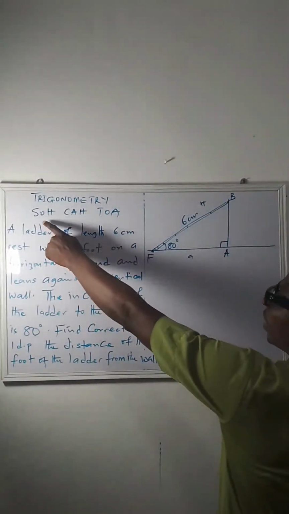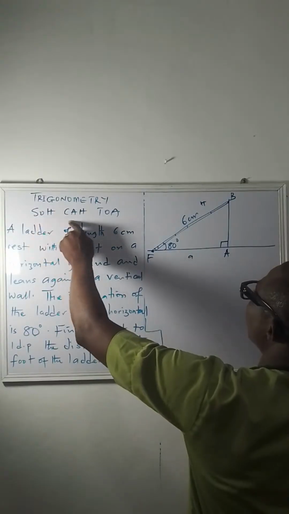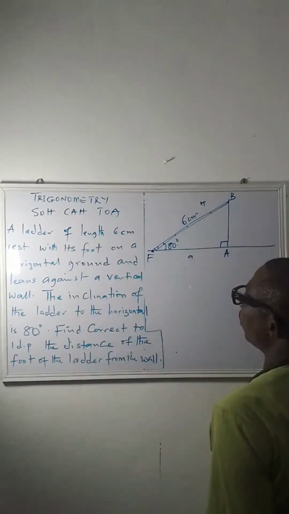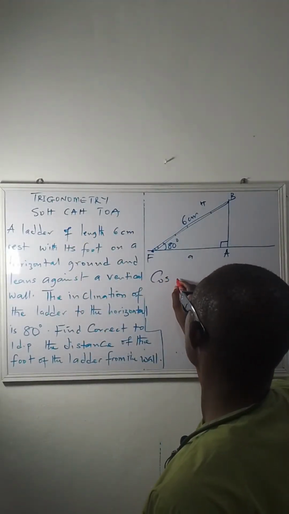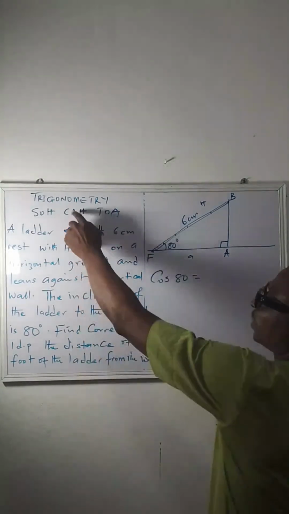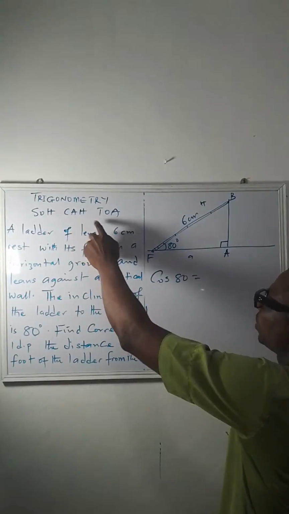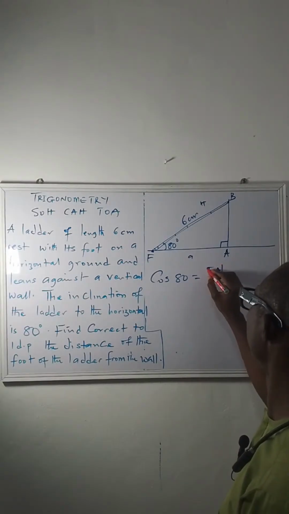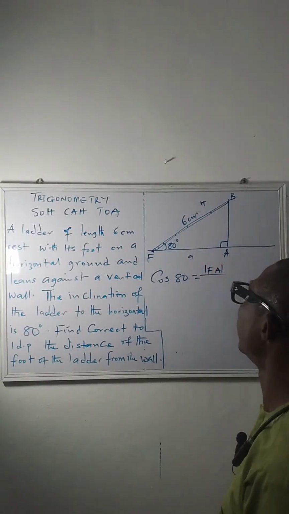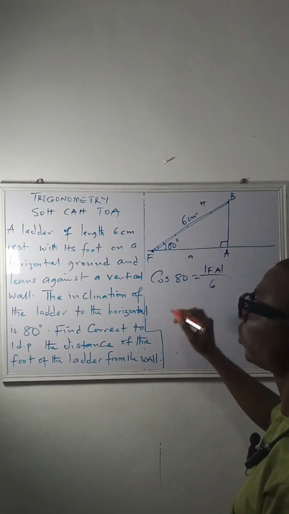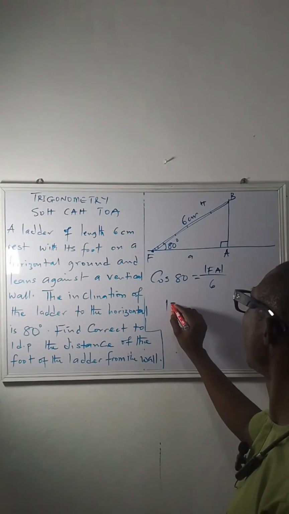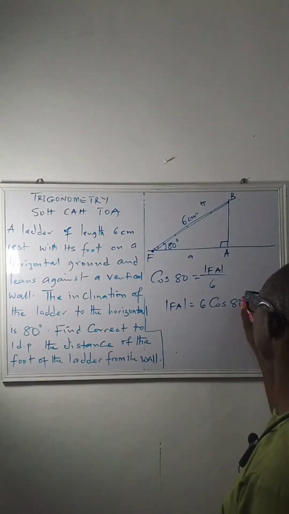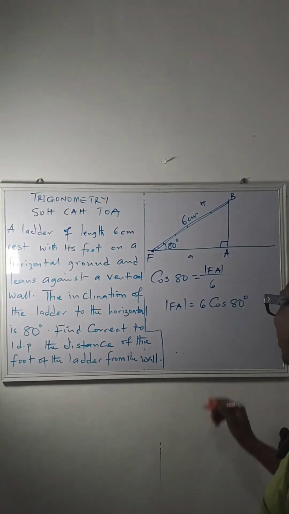So let's look at our trig function. What do we want? We are going to be making use of cos A. So we have cos 80 equals adjacent over hypotenuse. The adjacent here is FA, and the hypotenuse is 6. That has been given. So you can cross multiply. You have FA equals 6 times cos 80 degrees.